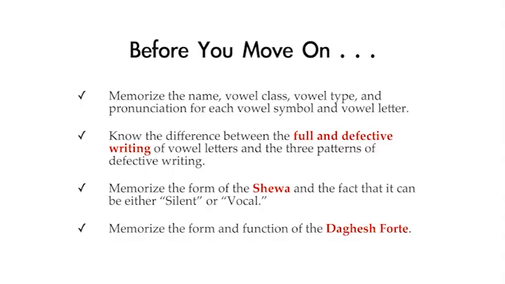So before you move on, what you need to know and do. First, memorize the name, vowel class, vowel type, and pronunciation for each vowel symbol and vowel letter. Second, know the difference between the full and defective writing of vowel letters and the three patterns of defective writing. Third, memorize the form of the shawah and the fact that it can be either silent or vocal. Finally, memorize the form and function of the dagesh forte.